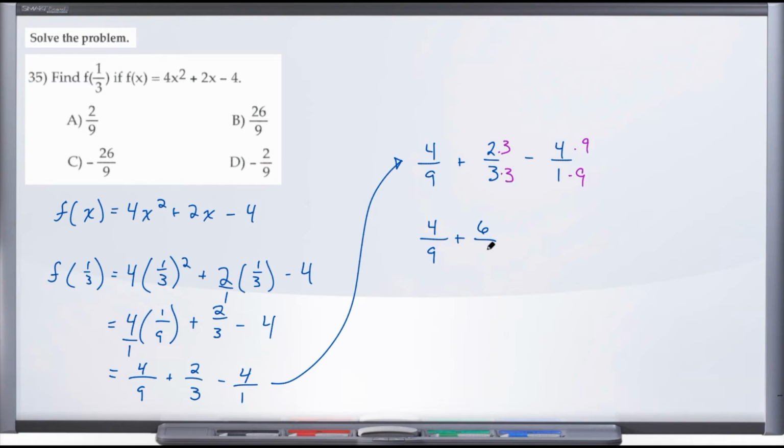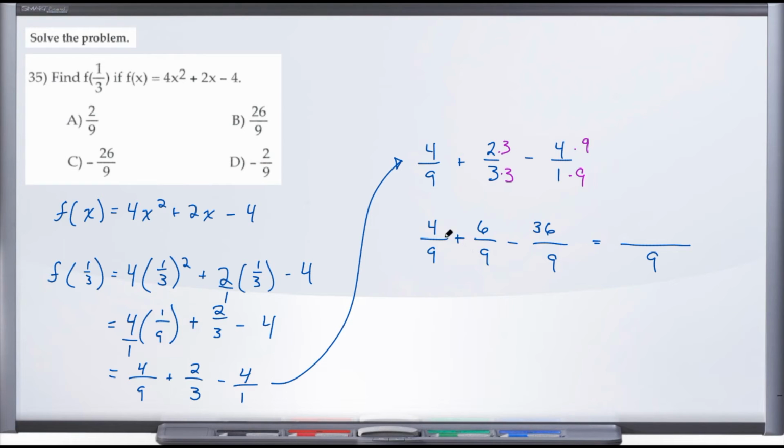And now 3 times 3 gives us 9. And then minus 4 times 9, well, that's going to give us 36, over 1 times 9, well, that's just 9. All right, so now that we have a common denominator, we can go ahead and simplify, can't we? This denominator simply moves over, so we're going to have a 9 as our denominator in the answer.